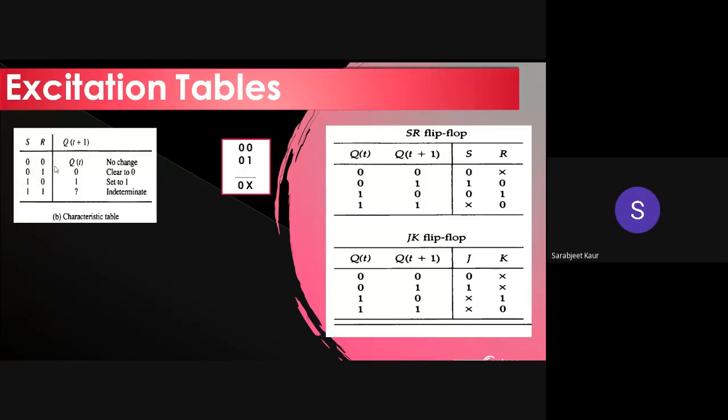And also, in this case, please see, there is one more case from this characteristic table that holds. We see that the previous output was also 0 in this case, and the next output we also want as 0. What is this condition called? The no change condition. So the first case also holds. So I can get a 0 in the output, if I have the previous output as 0, if I apply either this case or this case. Right or no?